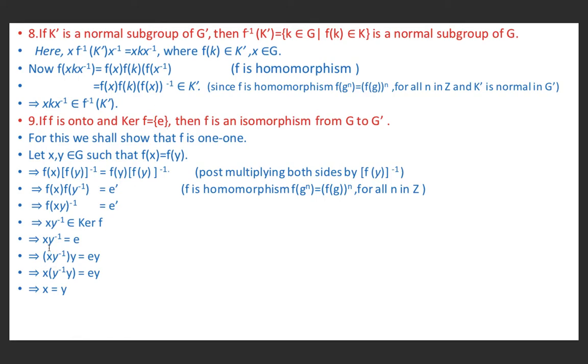If we post multiply both sides by y, then xy⁻¹y is equal to ey. And by using associativity, x(y⁻¹y) is equal to ey. y⁻¹y is nothing but the identity element, and xe is x and ey is y. This implies x equal to y. So if f(x) is equal to f(y), we have proved x equal to y. It means f is 1-1. Hence f is an isomorphism from G to G dash.